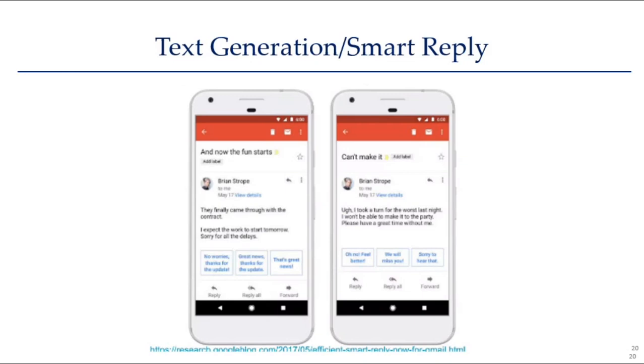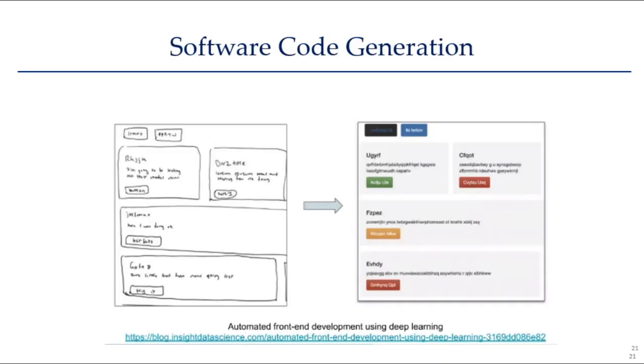This is one example where there is text generation and a smart reply in mobile phones. Software generation, where a developer can sketch code and the tool can automatically convert it to code in a few seconds, is also available. You can write HTML code in a few seconds.